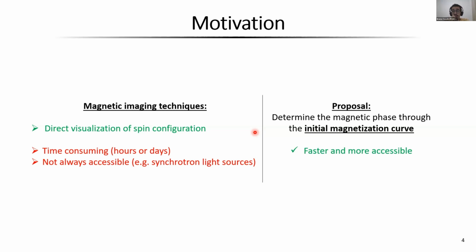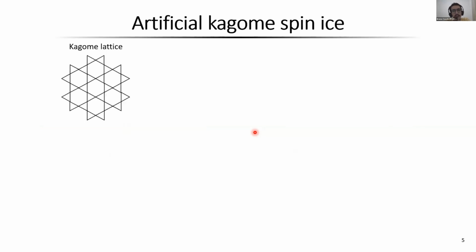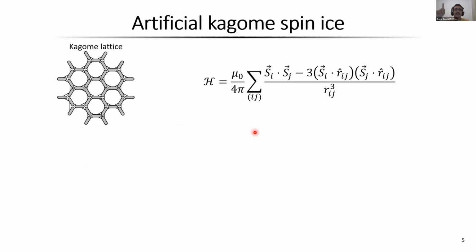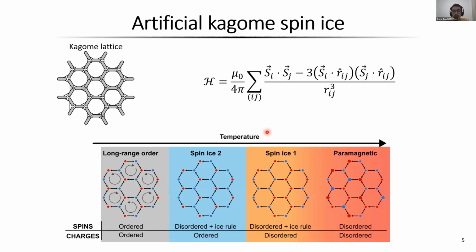To validate this idea, we chose a specific system to be our study case. And this system was artificial kagome spin ice. In this system, we have the nanomagnets arranged on top of a kagome lattice, and they interact with one another via dipolar interactions. We picked this system because this model is known to have a very rich phase diagram with four magnetic phases.